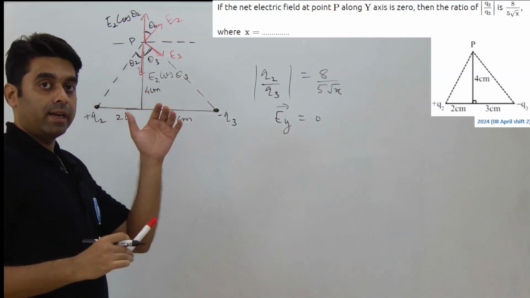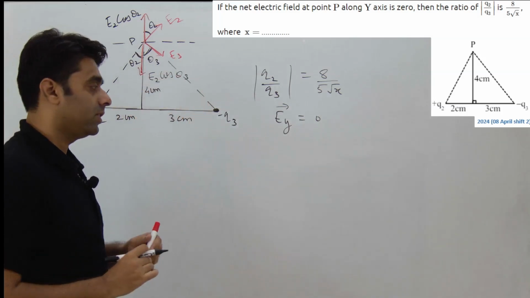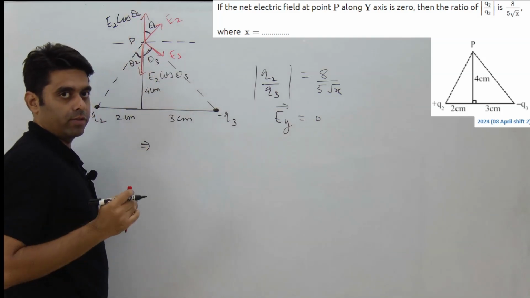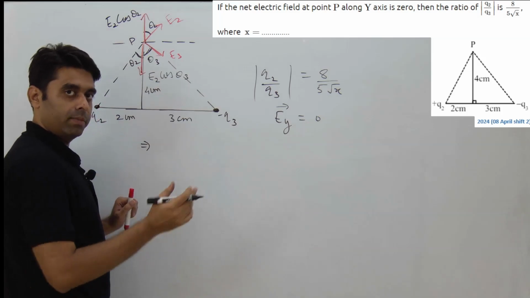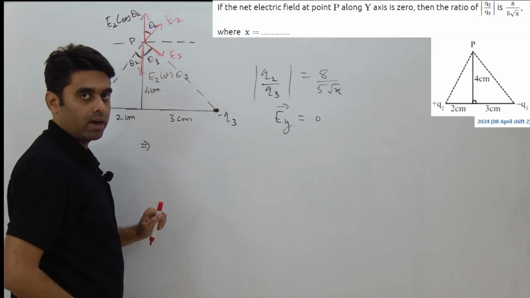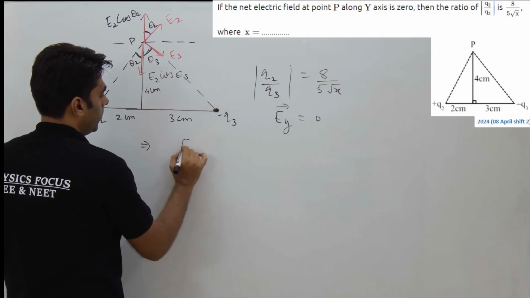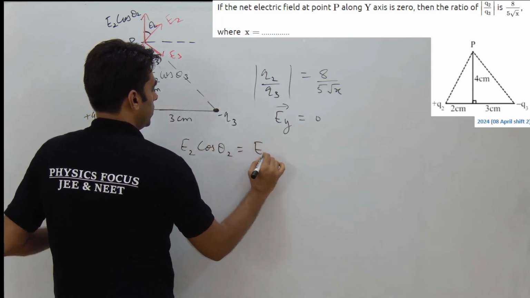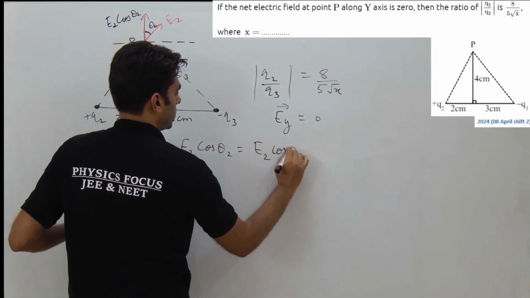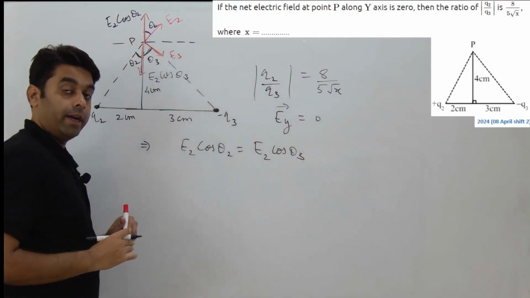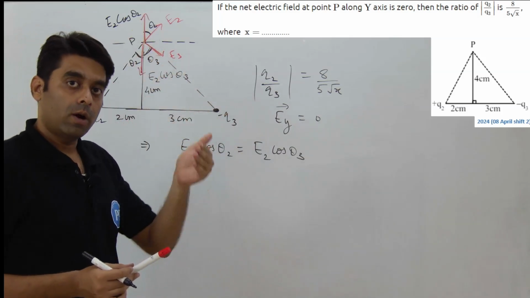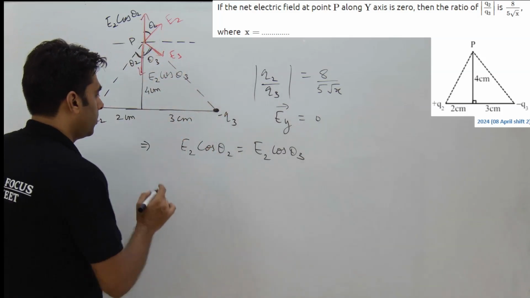If we want that net electric field in y direction is 0, that implies the two components in vertical should be equal in magnitude. Direction wise we can see they are opposite, right? So we can write down E2 cos theta 2 is equal to E3 cos theta 3. Right now, with the help of direction only, I wrote down these. Now let us look at the magnitude part.